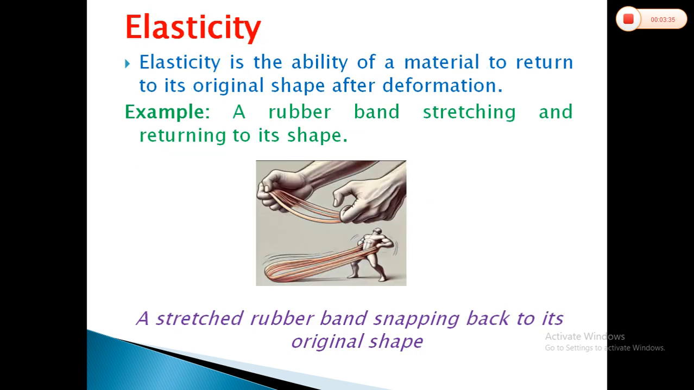Elasticity is the ability of a material to return to its original shape after deformation. Example is the rubber band. When a rubber band is stretched to a particular limit, that is the elastic limit, and when the external force is removed, it will come back to its initial shape and dimension without deformation. So it returns back to its initial condition. This effect is shown in the figure.